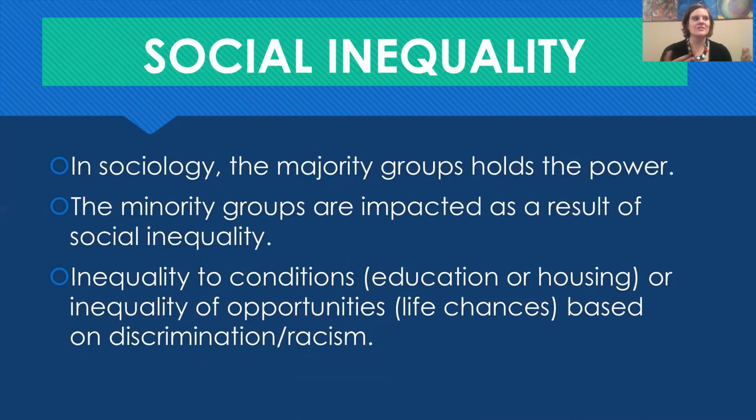So we have really discussed the majority and minority groups before, but social inequality really comes from those relations between the majority and the minority groups. So the majority group holds the power, okay? And that means that they are going to impact the minority group as a result of the social inequality. Inequality, when we talk about it in sociology, has kind of 2 levels: unequal resources, but also unequal access to conditions, meaning like education and housing, and also life chances or opportunities. And social inequality happens because of the discrimination and racism, and the fact that the majority group holds the power.